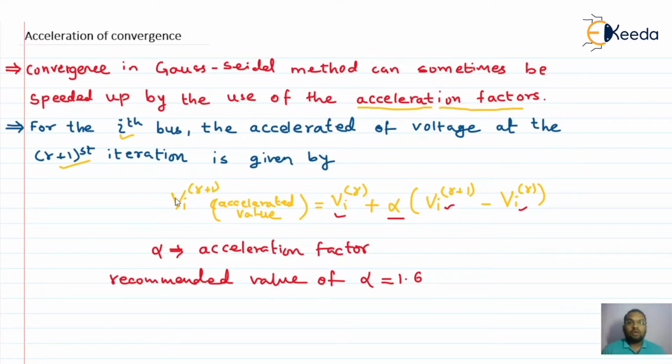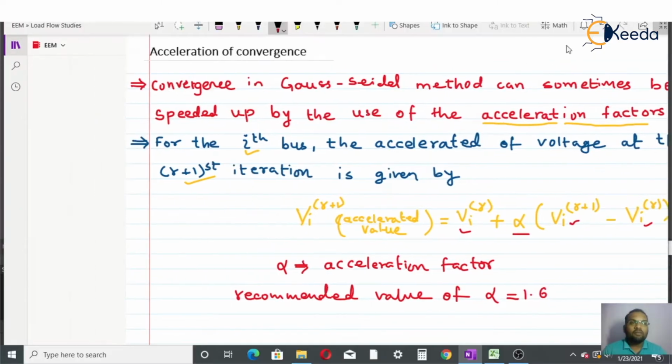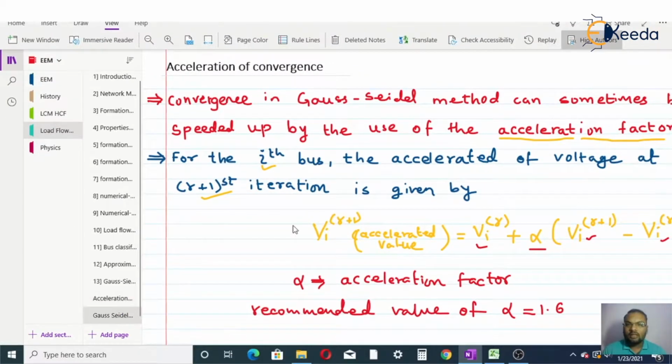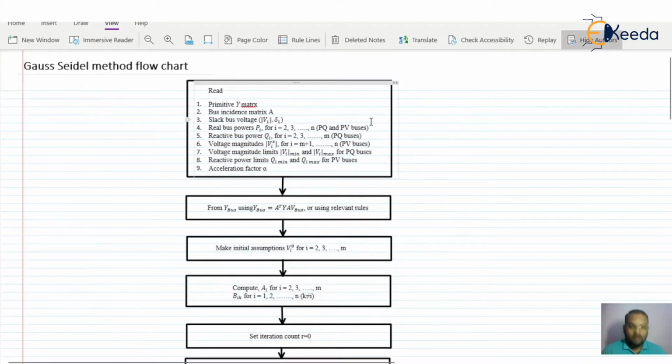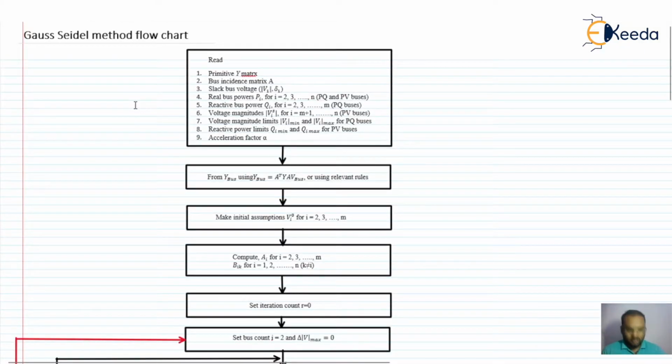So now let us see the flow chart for the Gauss-Seidel method. In the last lecture we discussed the things related to the Gauss-Seidel method. In this method, let us try to understand the flow chart. Of course, we have discussed the Gauss-Seidel method in two cases. In the first case, we considered the first bus as the slack bus and all remaining buses as PQ buses. And in the second case, we included the PV buses, and we know that process.